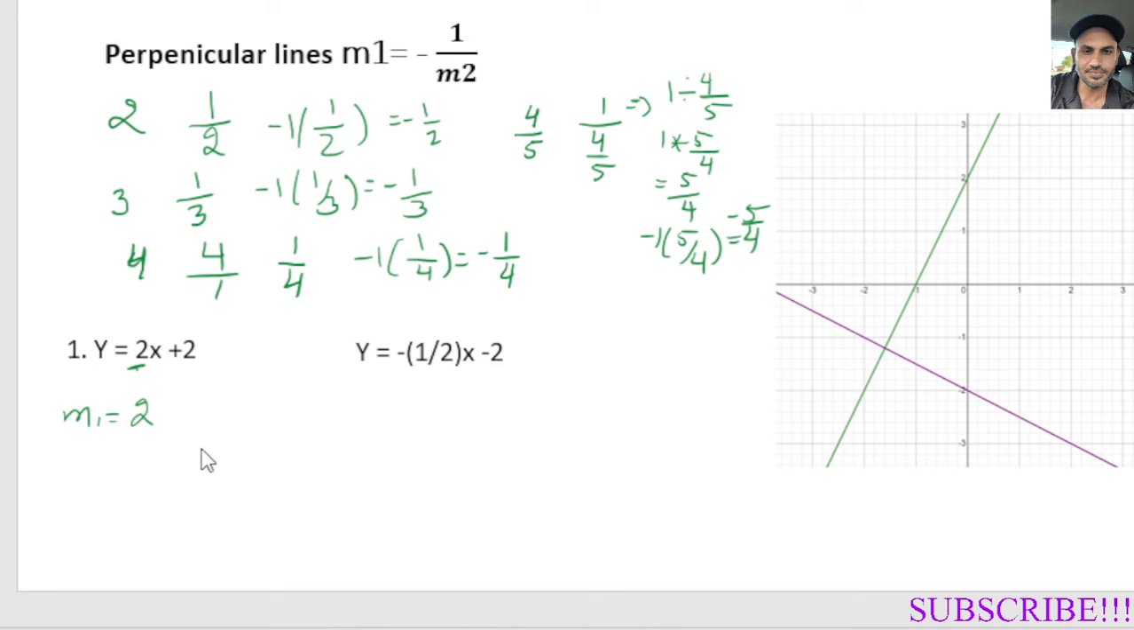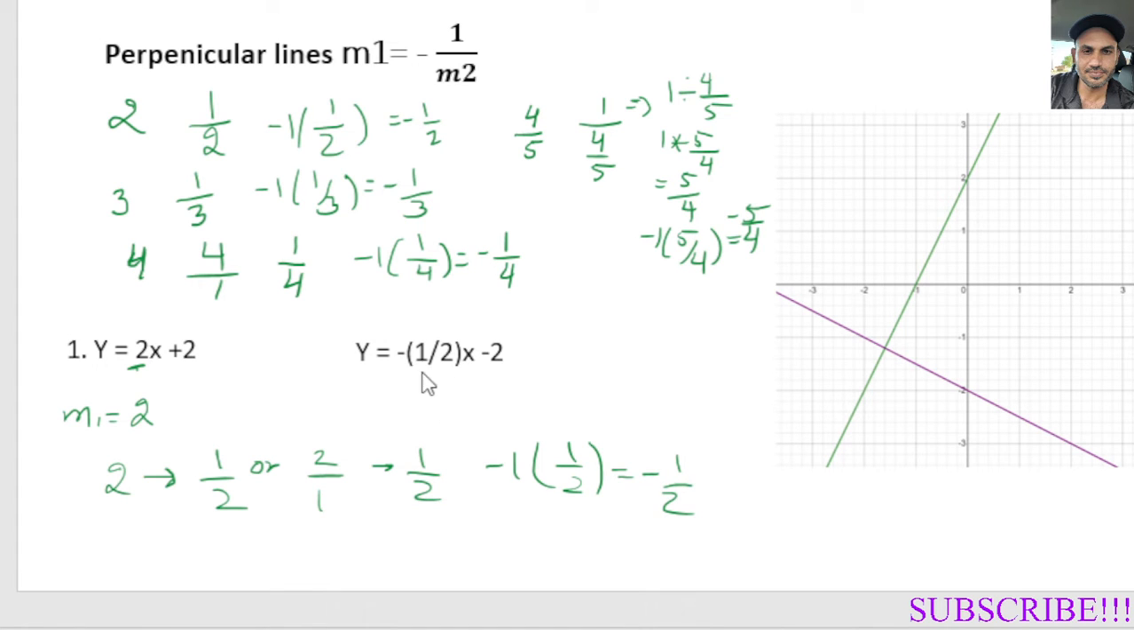So let's see if that's true. What is the reciprocal of 2? Well, the reciprocal of 2 would be 1 over 2, right? You take the 1 and divide by this 2, you get 1/2. Or you can make it 2 over 1, and you flip it, it becomes 1/2. Now the negative reciprocal is negative 1 times 1/2, which would be negative 1/2.